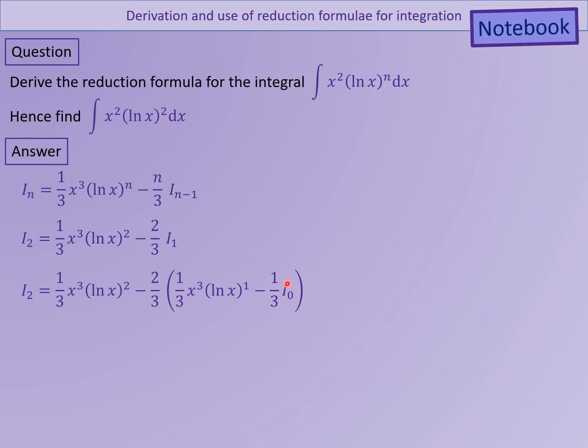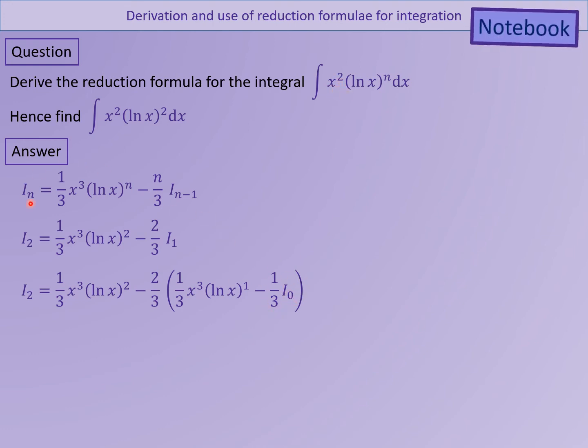Notice now though, I've got down to I0. Now if I replace n equals 0 in the original, rather than looking at the reduction formula, I've noticed I'm going to get x squared ln x to the power 0. And I know that anything to the power 0 is 1. So this is the point where the reduction formula would get down to something you could just integrate straight away, which will be x squared. So at this point just here, we can stop.